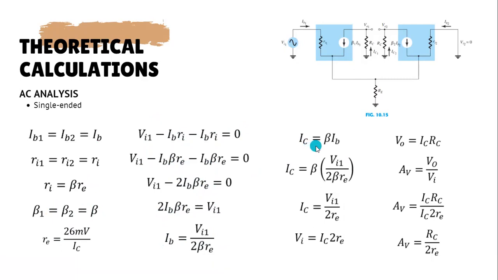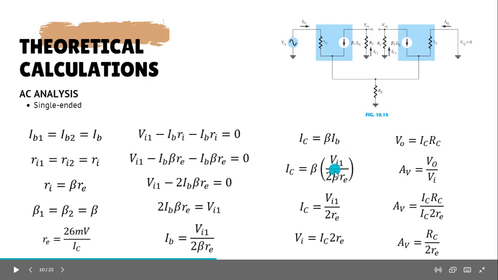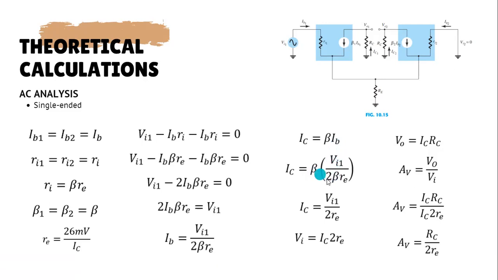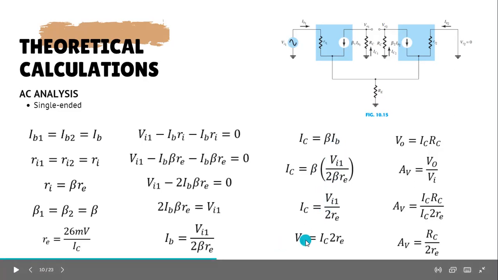IC is also given the formula beta times IB, and since we've already solved for IB, we substitute that formula and we cancel out the 2 betas and you have IC is equal to VI1 over 2Re, or VI is equal to IC times 2Re.